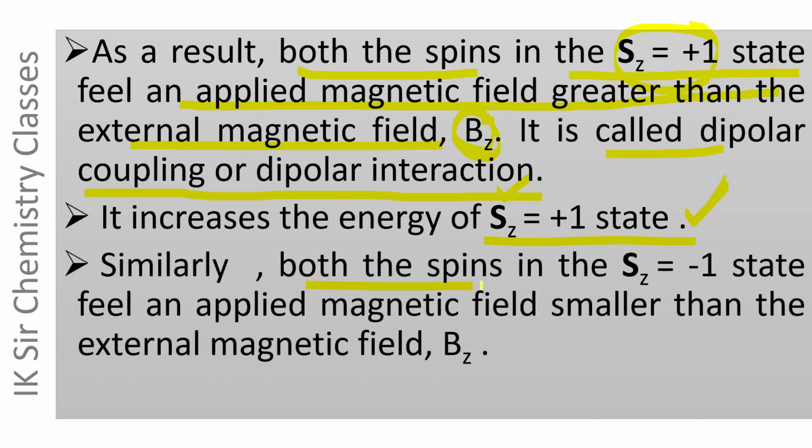Similarly, both the spins in the Sz equals minus 1 state experience a magnetic field different from the external magnetic field Bz. Both the electrons of this state have down spin, and they decrease the magnetic field experienced by the neighboring electrons, and hence both the electrons of this state experience a local magnetic field smaller than the external magnetic field.